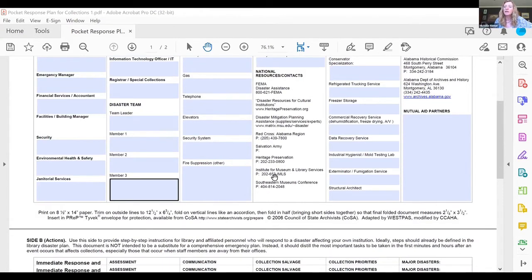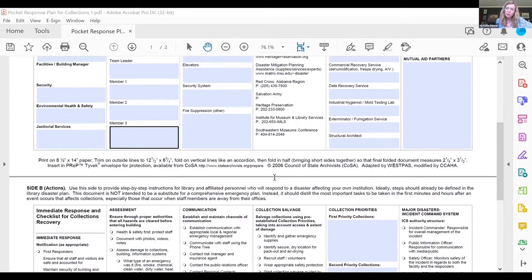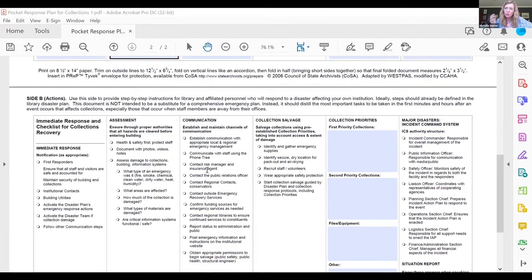And then the other side of your pocket response plan is your action. You're in a big panic, there's a fire, there's a flood. What do you do? You pull out your pocket response plan and it will give you some guidance. This breaks it down into different sections: your immediate response and checklist for collections recovery. So what do you do immediately?